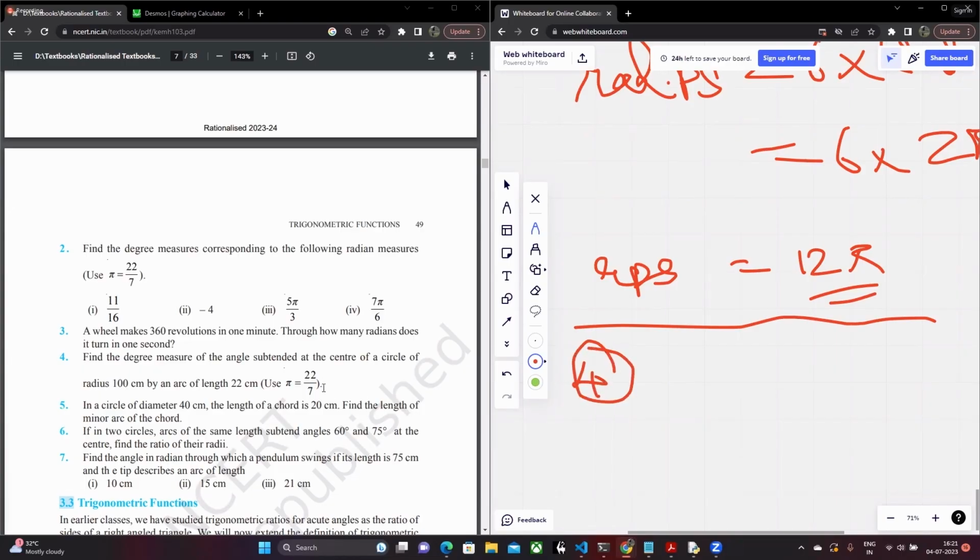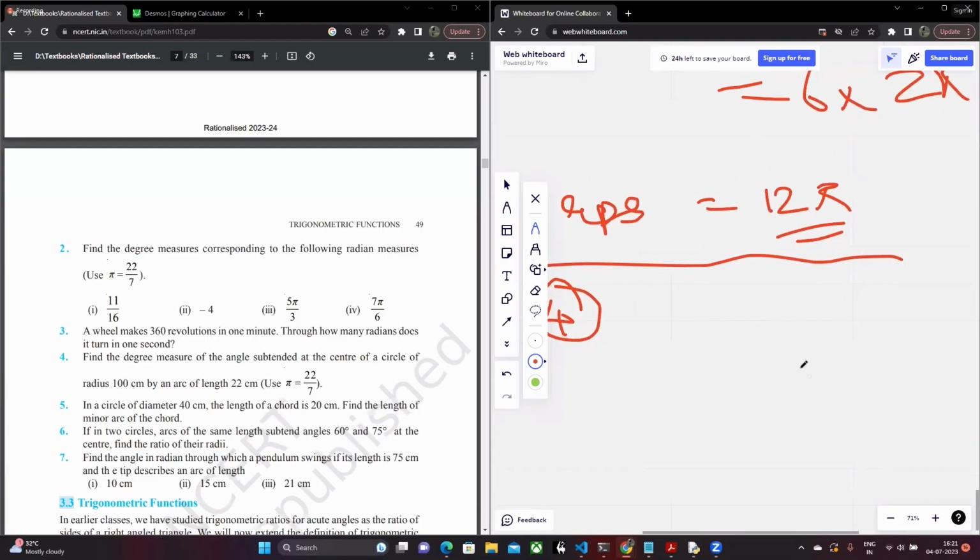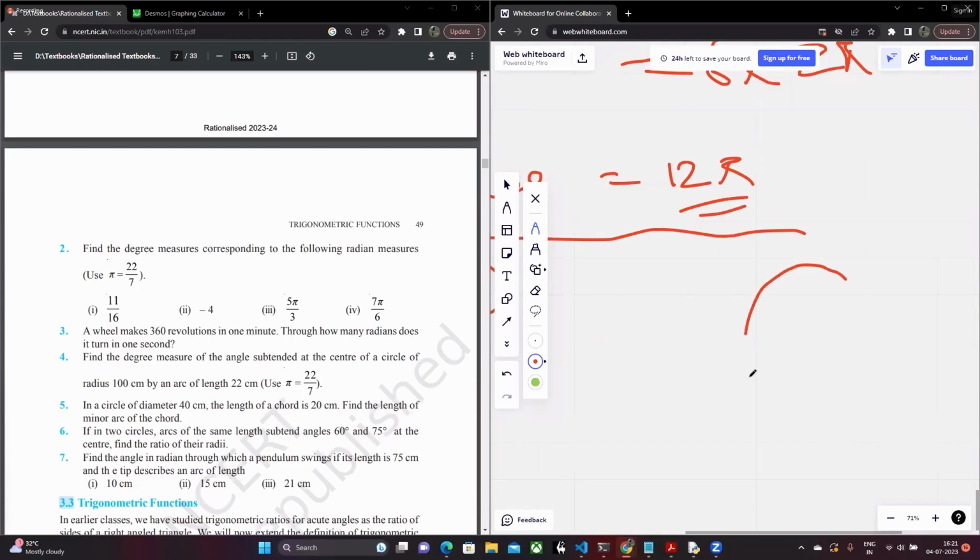So we are going to question number 4. Find the degree measure of the angle subtended at the center of a circle of radius 100 centimeter by an arc of length 22 centimeter. Use pi as 22 by 7. So I'll just draw a not to scale diagram.